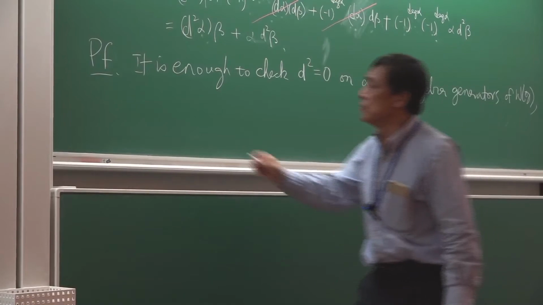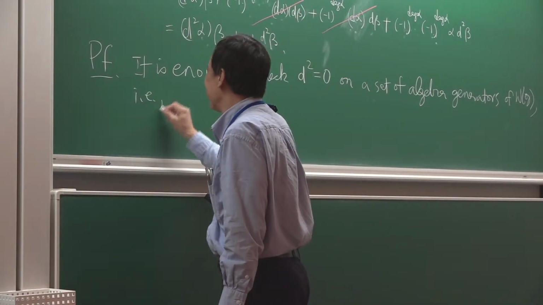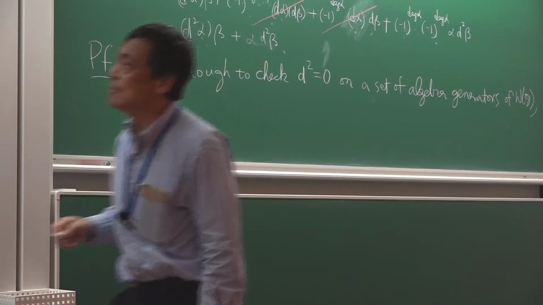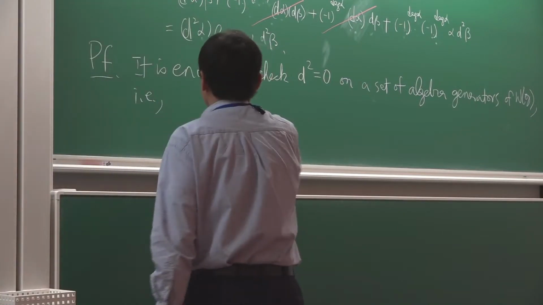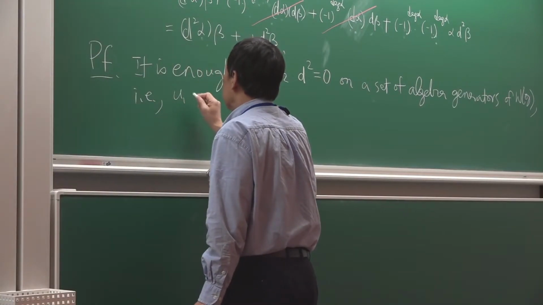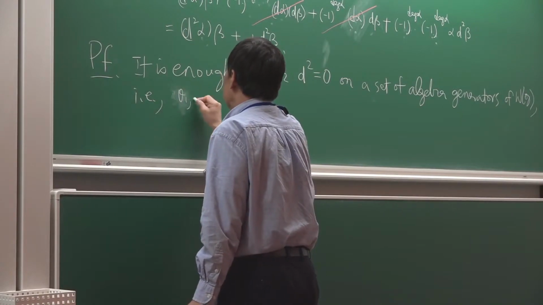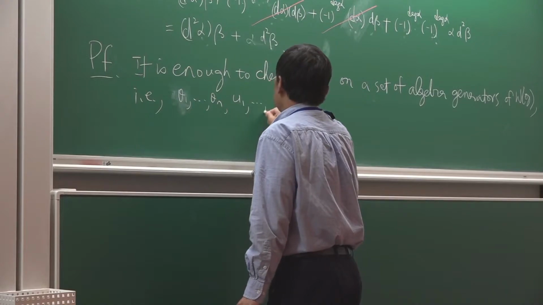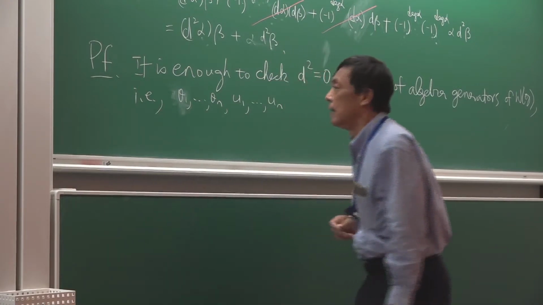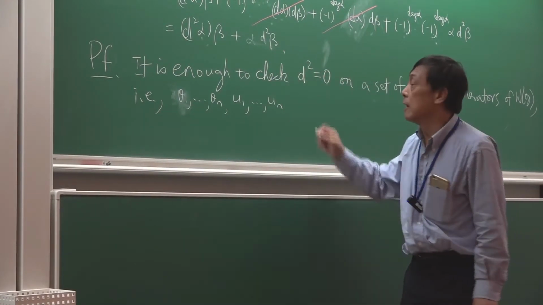Now, a set of algebra generators is theta 1 to theta n, and then u1 to un. Everything is a sum of product of those, right? Theta 1 to theta n, u1 to un. Okay.